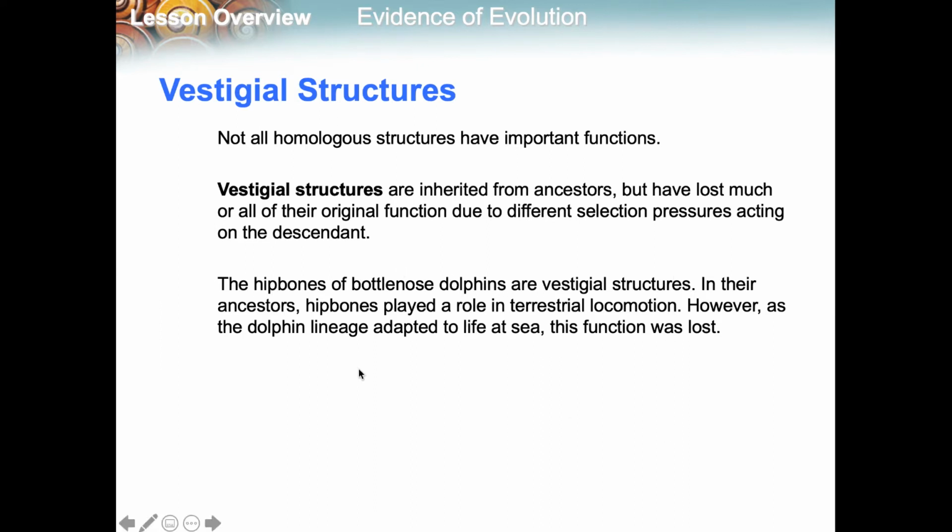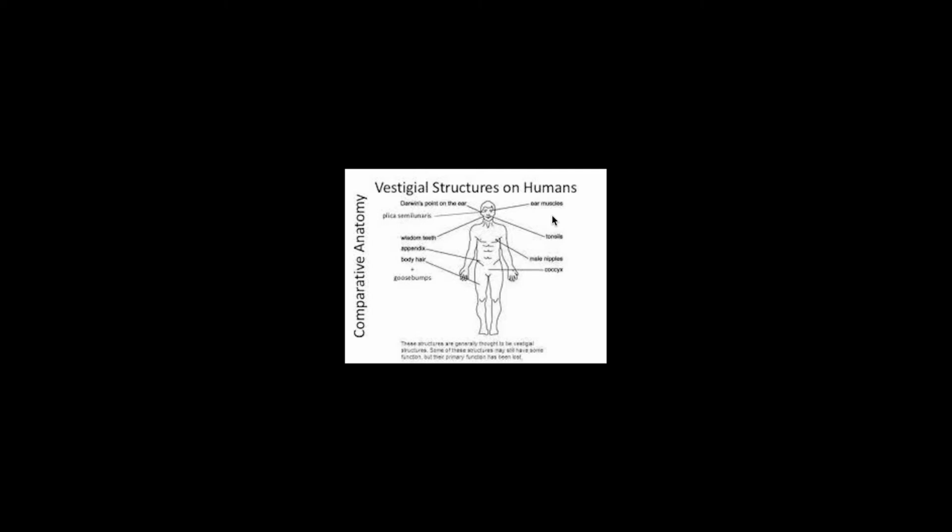I don't know if you guys knew this, but dolphins and whales used to have legs. They used to be able to walk on land and go in the water. Those hip bones are actually still kind of there, but they're very, very small and provide obviously no function at all. So these are some different vestigial structures in humans.